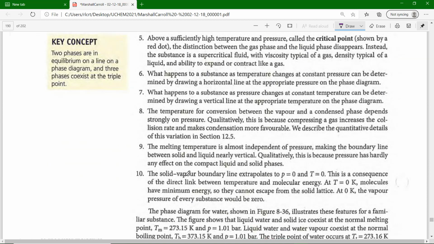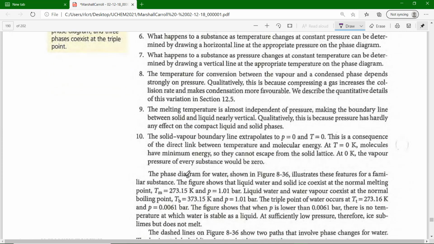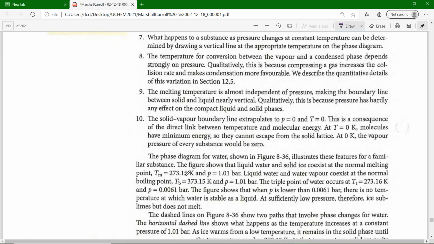At the critical point, as the temperature changes at constant pressure, you draw a horizontal line. If you want the pressure change at constant temperature, you draw a vertical line. Temperature for conversion between vapor and condensed phase depends strongly on pressure. Qualitatively, this is because compressing a gas increases the collision rate and makes condensation more favorable. Okay. Well, the melting temperature is almost independent of pressure.